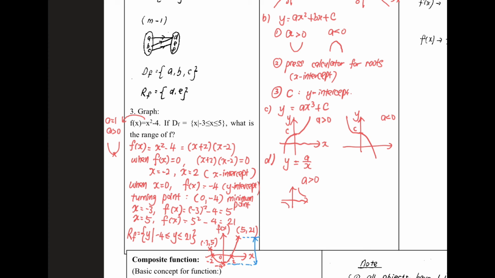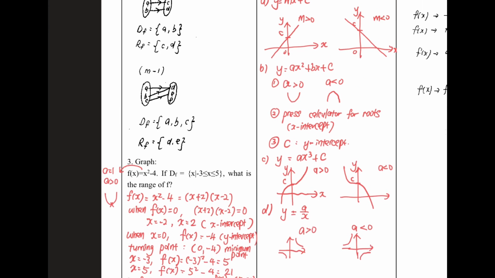It's there in the first quadrant and the third quadrant. If a is less than 0, then you will realize that the graph stays in the second quadrant and the fourth quadrant. So this is the basic for the reciprocal graph. And we move on.